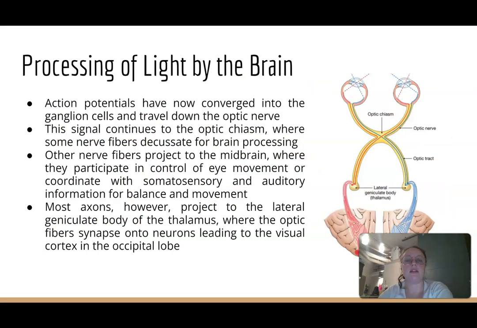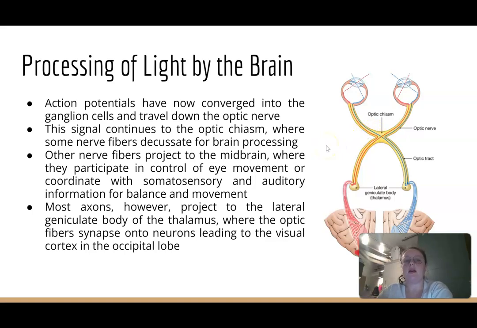Next, the processing of light from the brain. So we have our optic nerve, and that is comprised of a bunch of ganglion cells. We have millions of them in each eye. And so these action potentials follow down the optic nerve, and then we come to our optic chiasm.